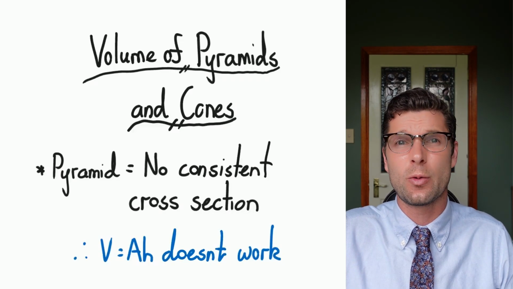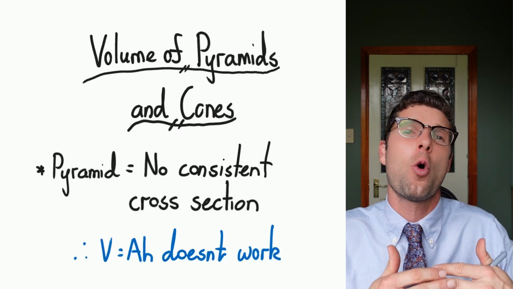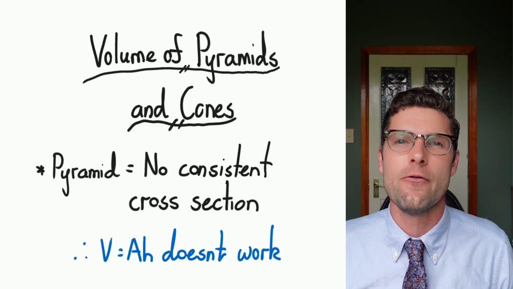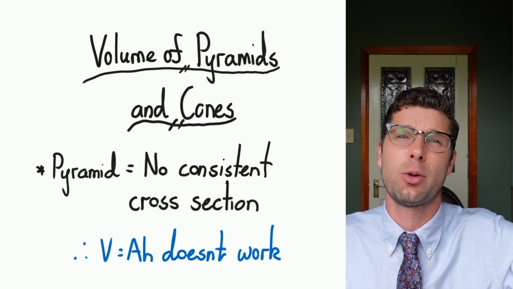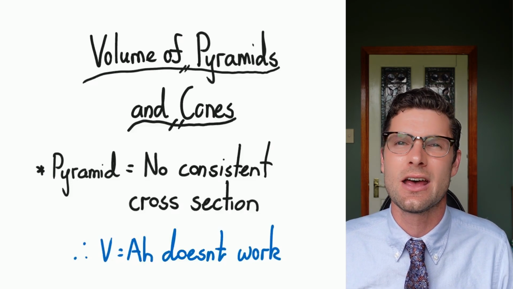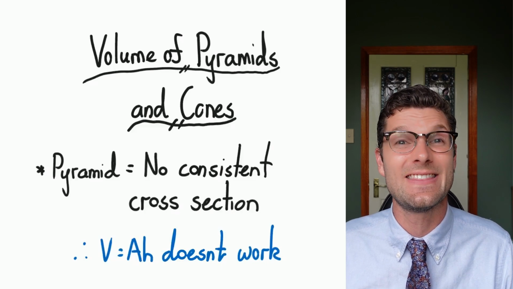So remember, with prisms, if we just cut out one section, we know that it would just repeat over and over again. So all we had to do is find the area of the front and multiply by how far back it goes. But with pyramids and cones, this isn't going to work.